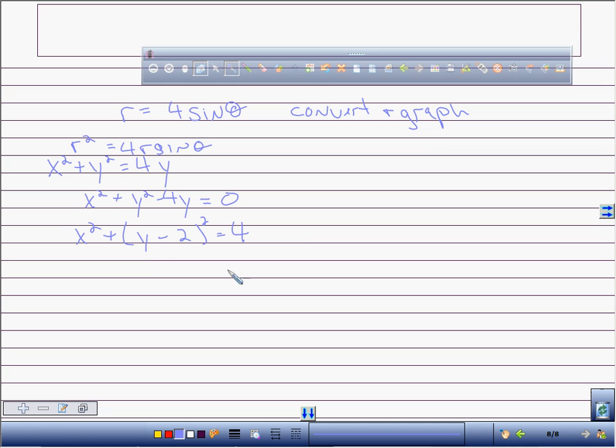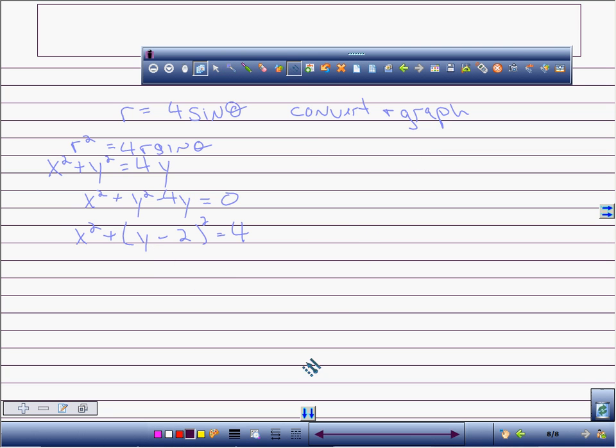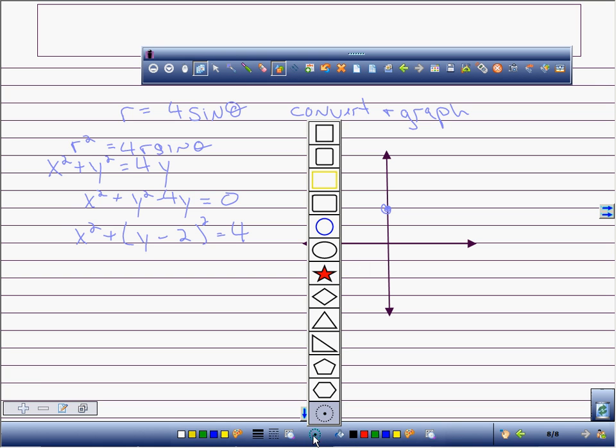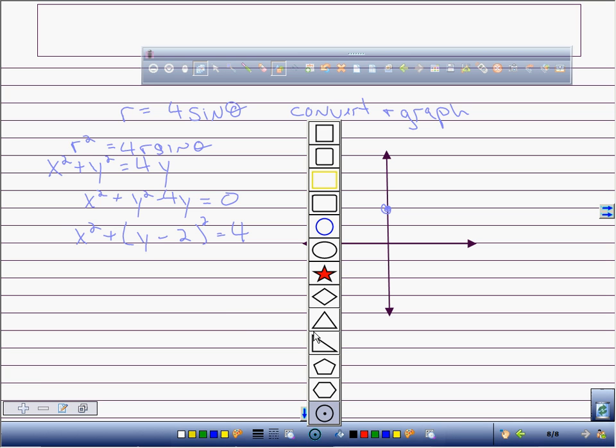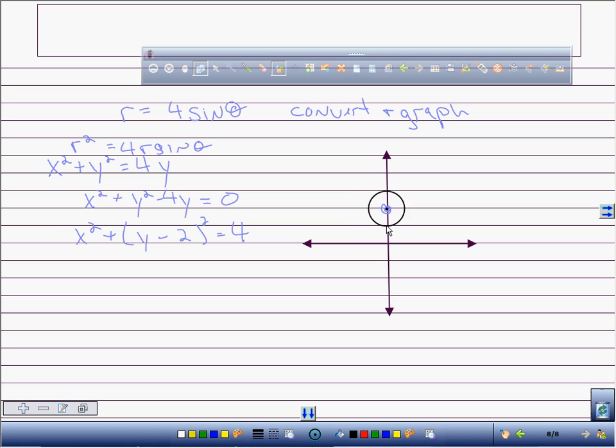And this is the equation of a circle with its center at 0, 2, right? And a radius of square root of 4, which is 2. So if I were to draw this using my cool tool, I get that circle. It doesn't have to be dotted, but let's not make it dotted. So I'm going to start here with my circle, and boom, there it is. Okay?